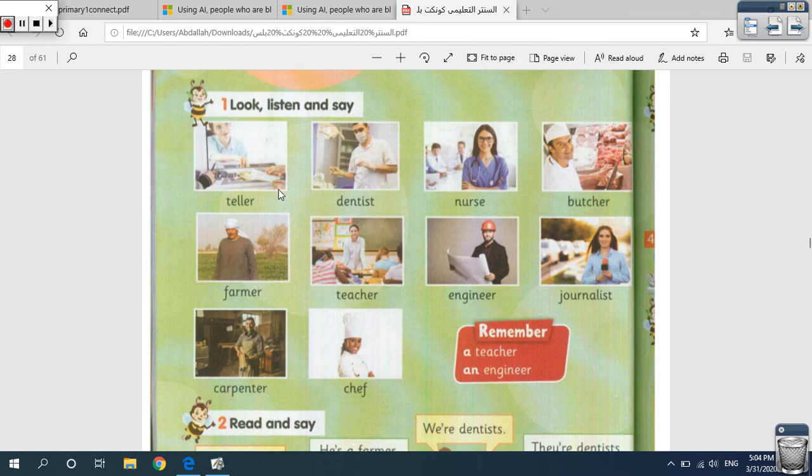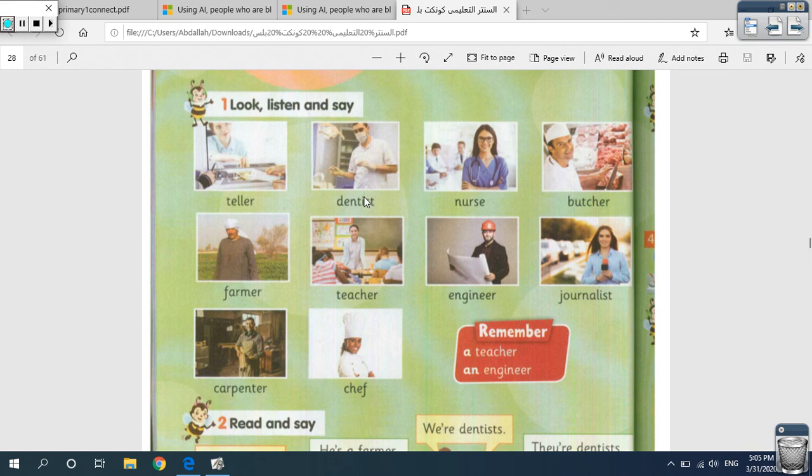Here we have some jobs to talk about. Turn the page, page number 18. What do we have here? We have a teller. A teller is the one who deals with people in the bank. If you went to a bank before with your mom or dad, you will find someone sitting behind a glass window and he's the one who's giving or taking money from your parents. This is the teller. He's working in a bank.